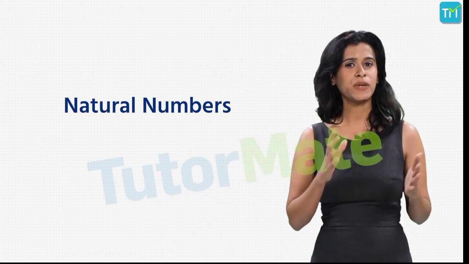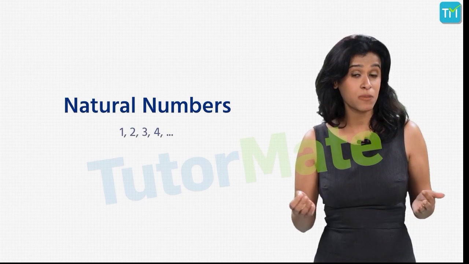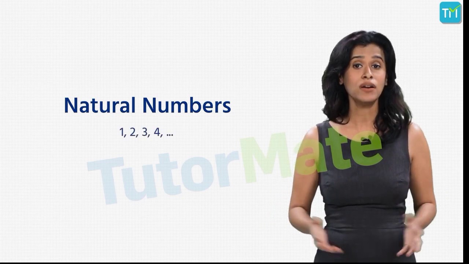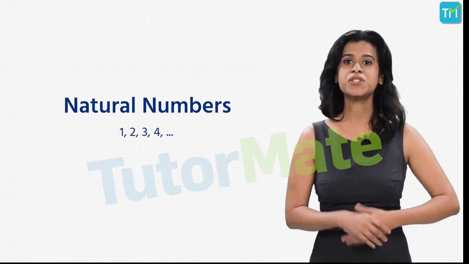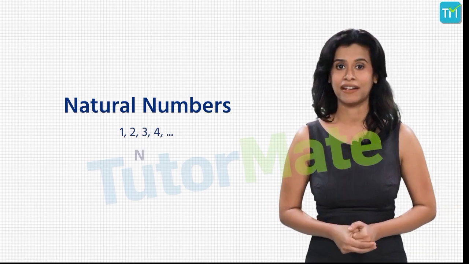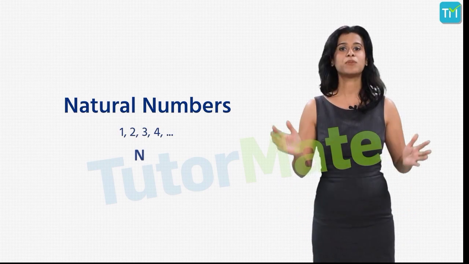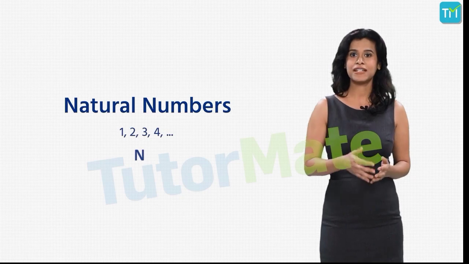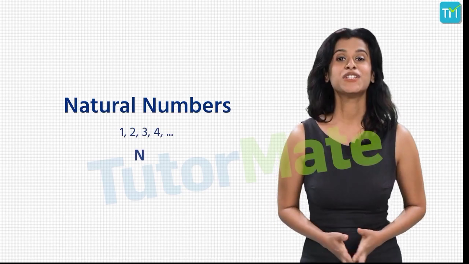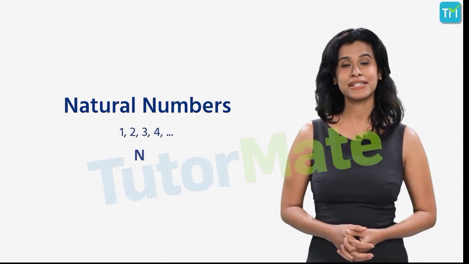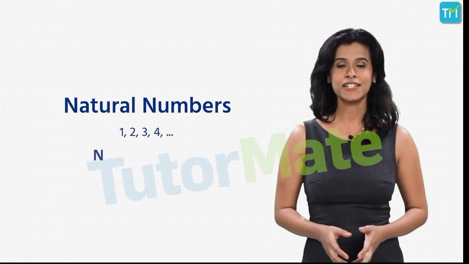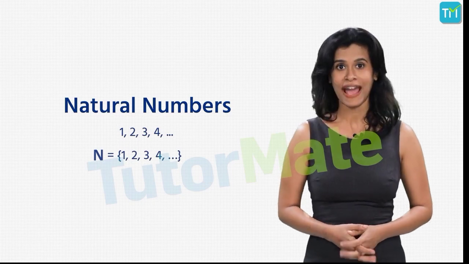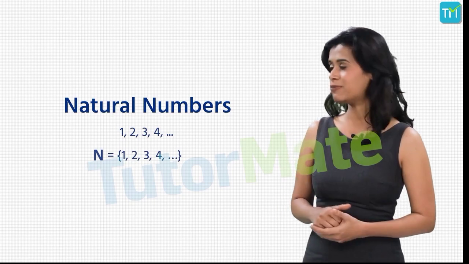So the numbers that we use for counting, that is the numbers that start with 1, 2, 3 and go on till infinity, are called natural numbers. We denote these by the capital letter N. We can count any number of things using natural numbers, which means that there are infinite natural numbers. So the set of natural numbers that we represent by the letter N is written as N = {1, 2, 3, 4, ...} inside curly brackets.